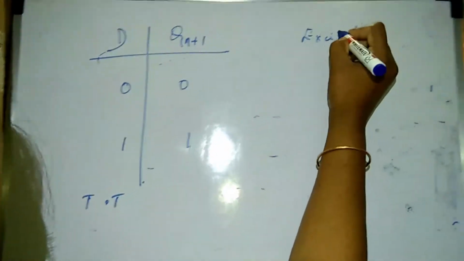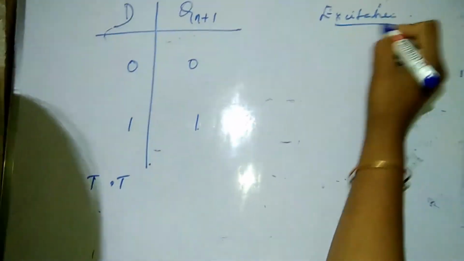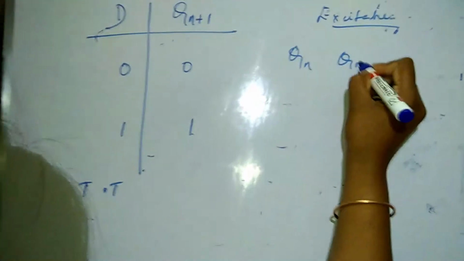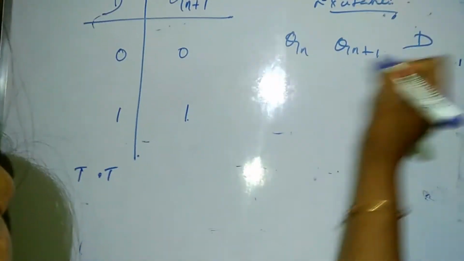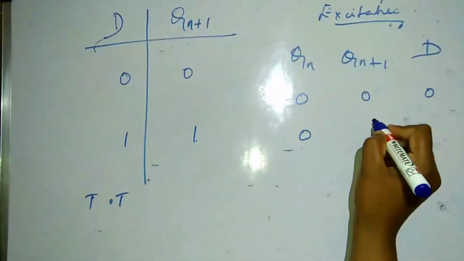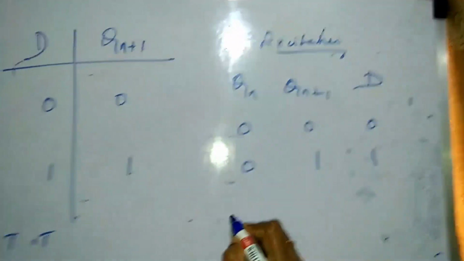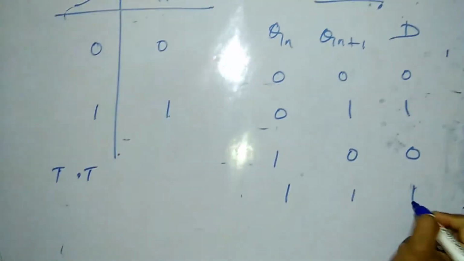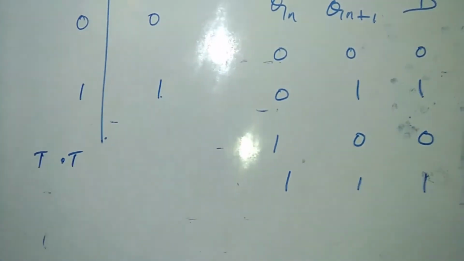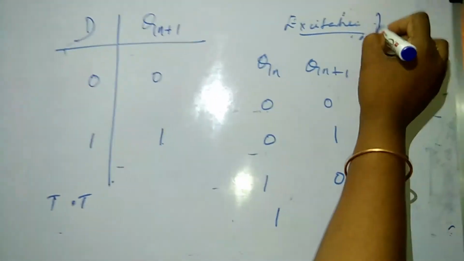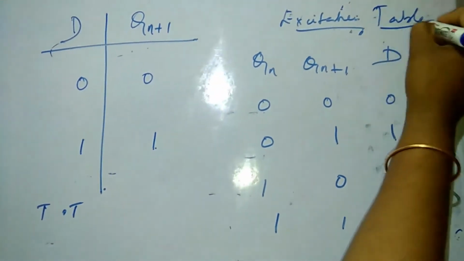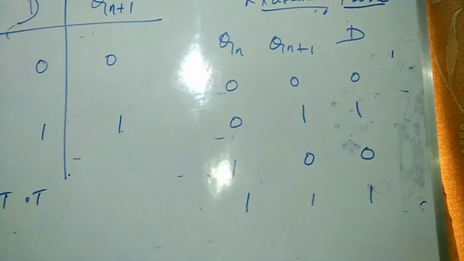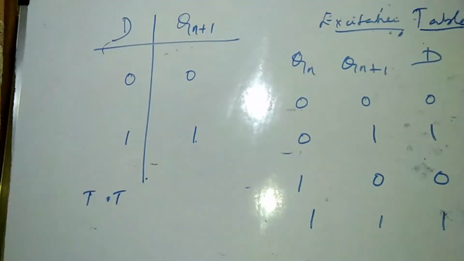And what about the excitation table? The excitation table is, you have the present state, you have the next state, and the status of the D flip-flop. For 0, 0, it is a 0. For 0, 1, it is a 1. For 1, 0, it is a 0. And for 1, 1, it is a 1. This is the excitation table. And we will require this table for solving almost all the problems in case of sequential circuits. Clear? Now coming to the T flip-flop.